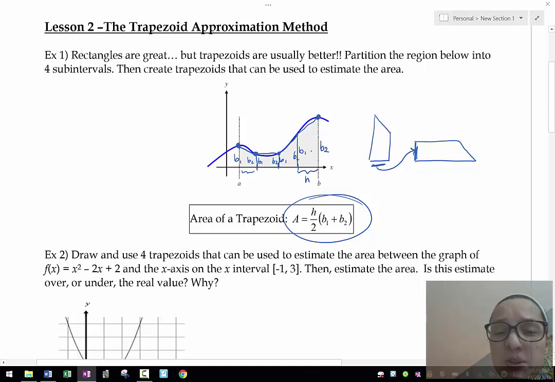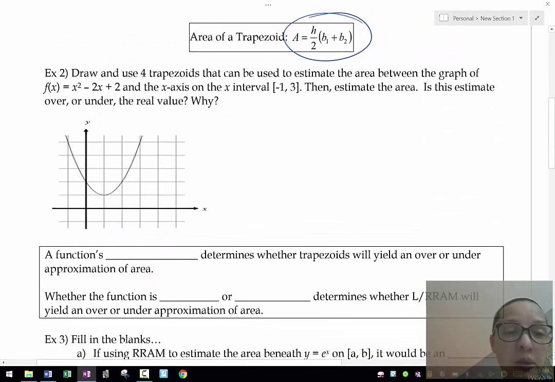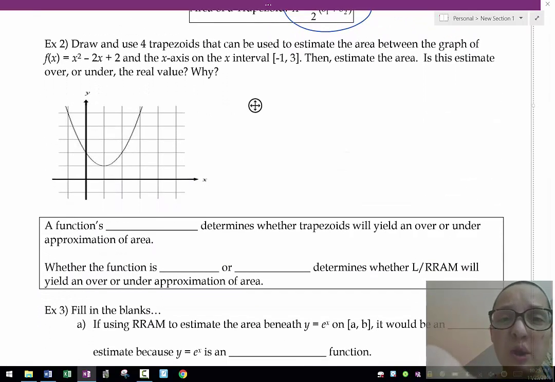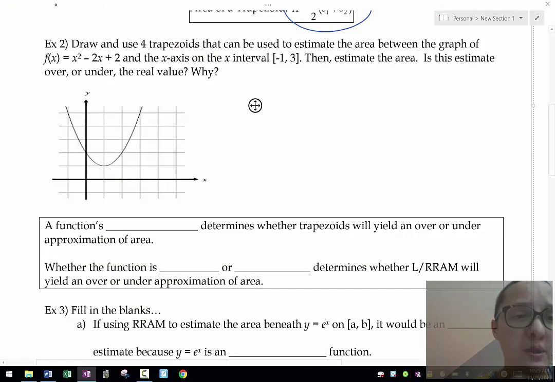So what we kind of notice here is when I do these trapezoids, my trapezoids have some repeated bases in them. So any base that's on the interior of my interval, I actually end up using twice. So I'm going to use that a little bit in a moment here. So let's draw and use 4 trapezoids here. That can be used to estimate the area between that graph that we used on the other notes from 1 to 3.